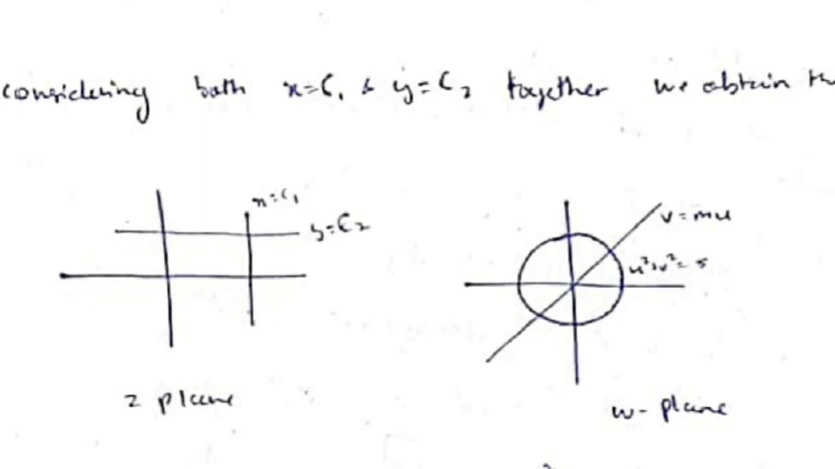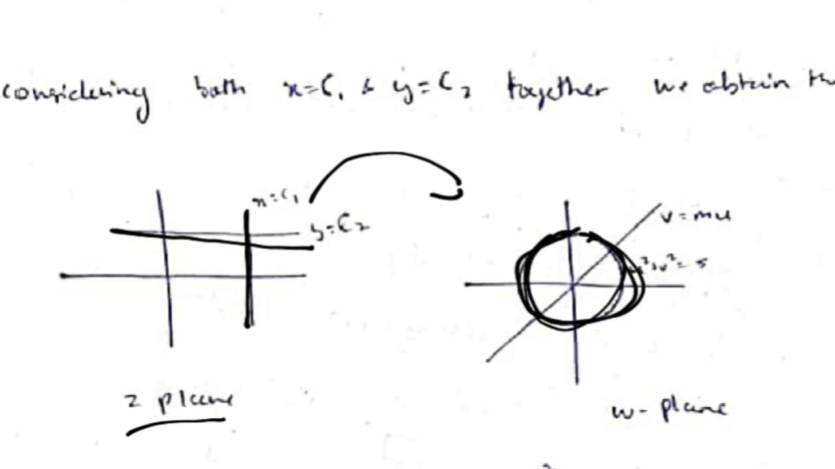In the z plane, when x is constant, you will have this line. When y is constant, we will have this line, and corresponding to that, we have a circle and a straight line.